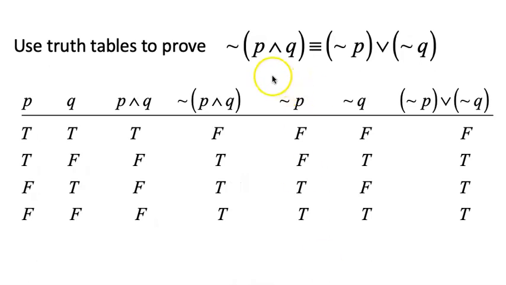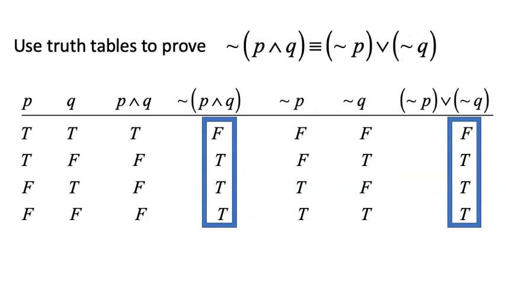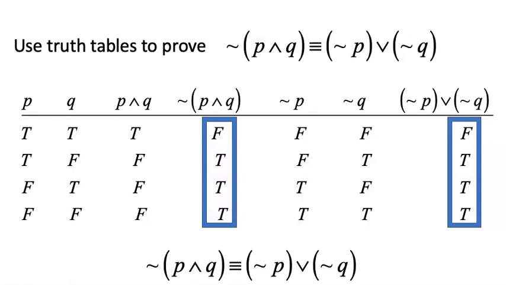So we've done truth tables for not P and Q. We've done truth tables for not P or not Q. Let's take a look at what we have. FTTT, FTTT. They are the same. When that happens, we can conclude indeed that those two statements are equivalent.